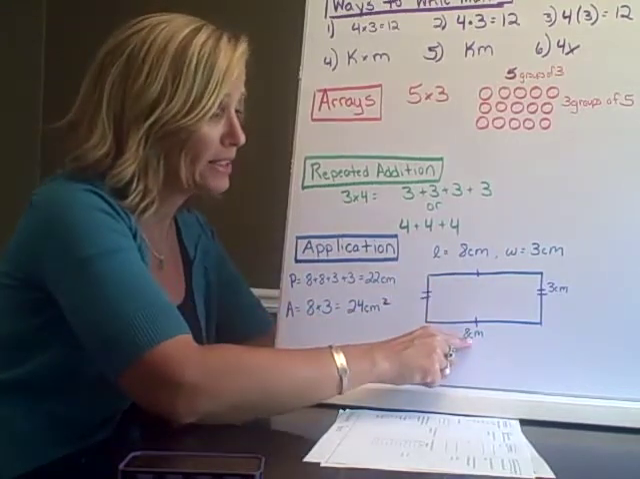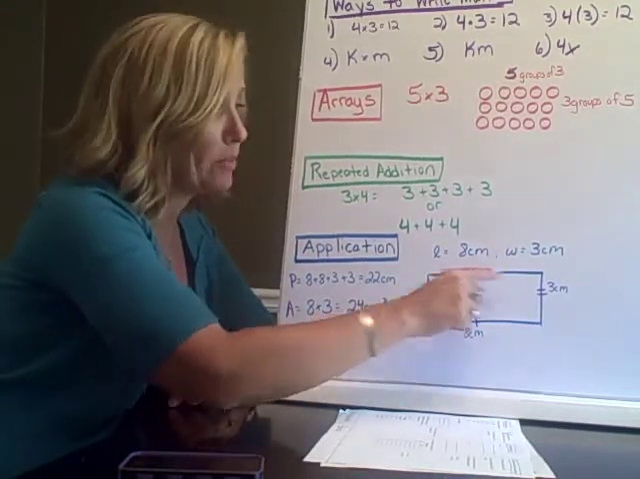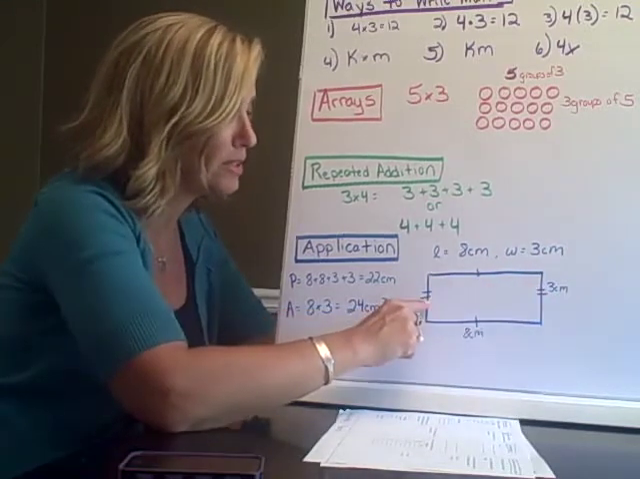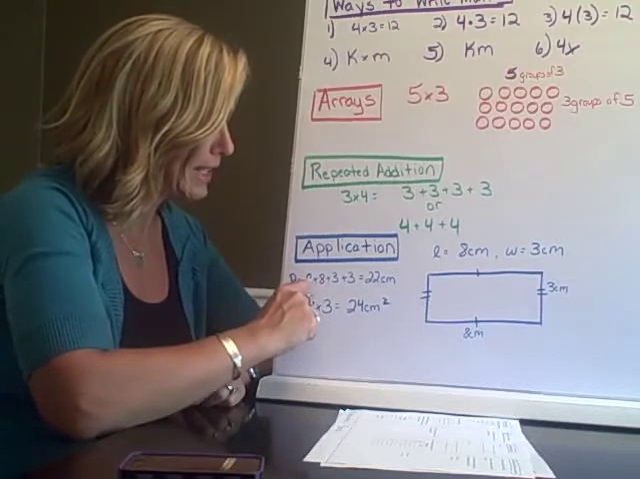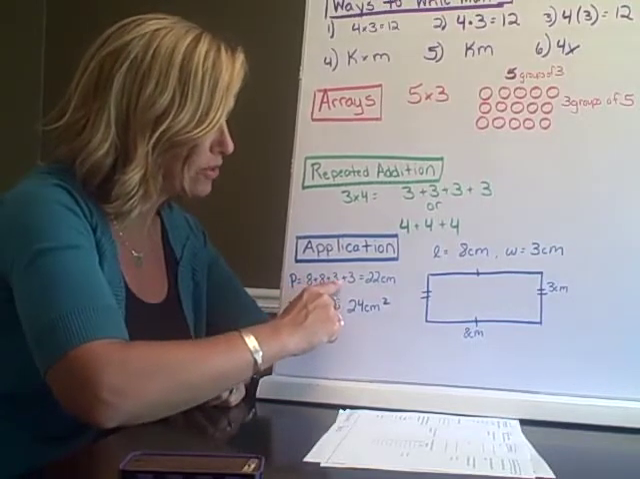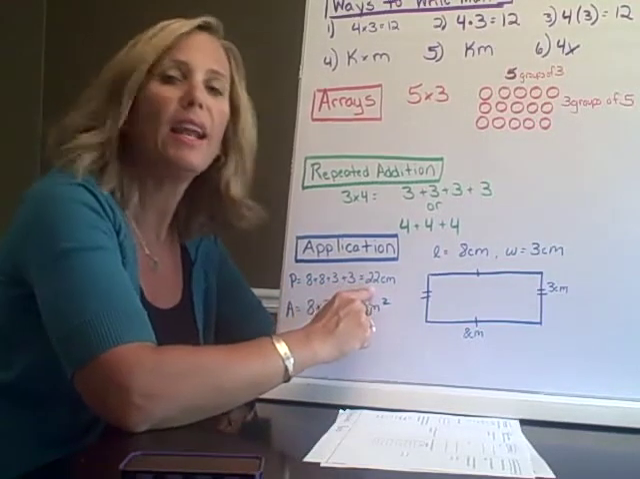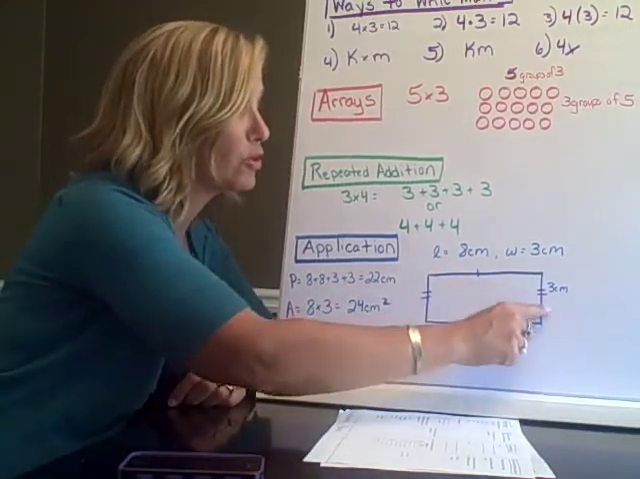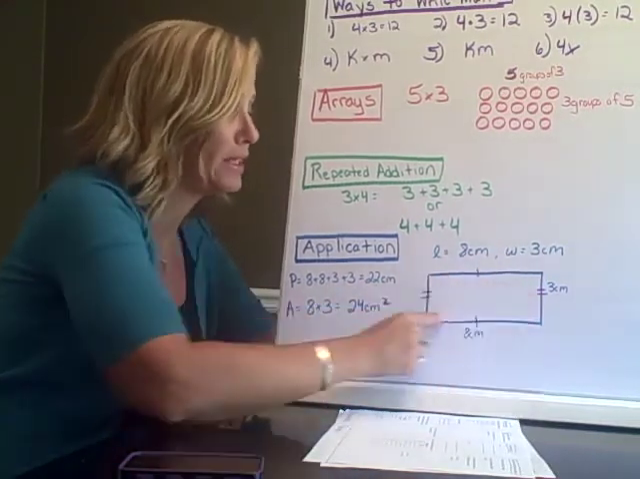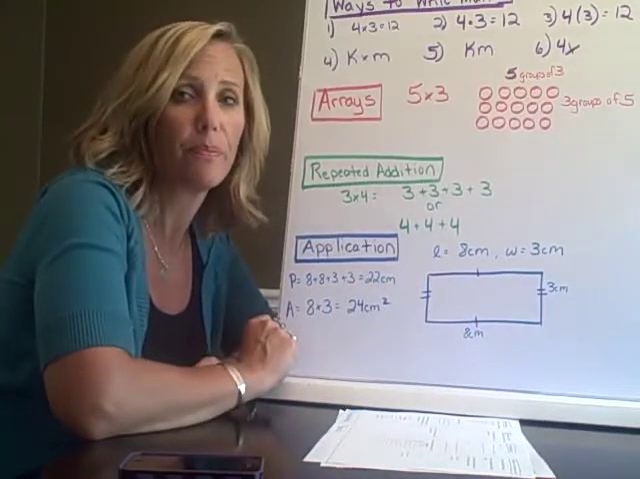Then I know that this side is 8 centimeters, which means this is also 8 centimeters, and this is 3 centimeters, which means this is also 3 centimeters. So to find the perimeter, I can take 8 plus 8 plus 3 plus 3, and I get 22 centimeters. Now these are linear measurements because I'm measuring a line around a place, so that's why it's just centimeters.